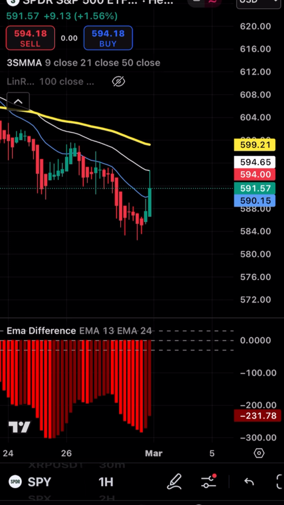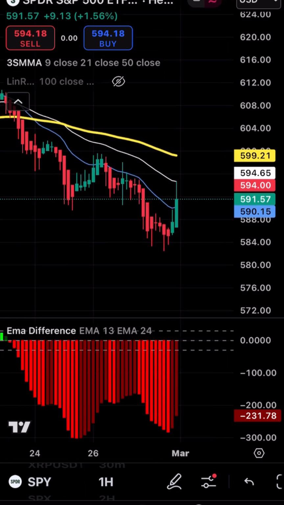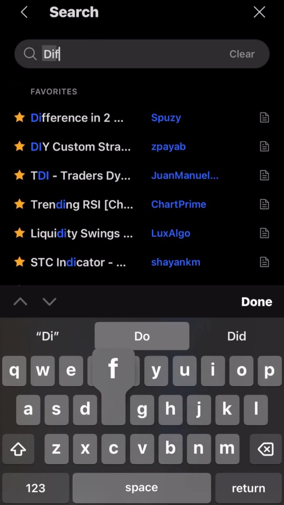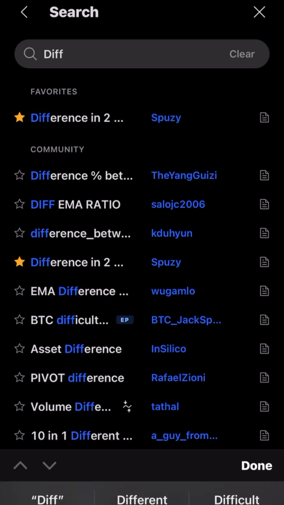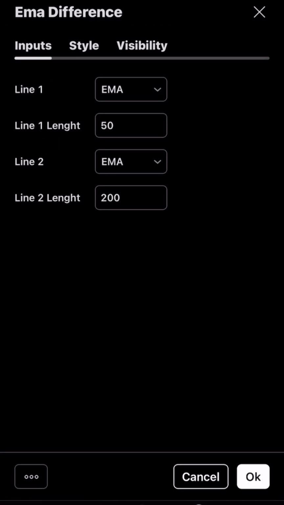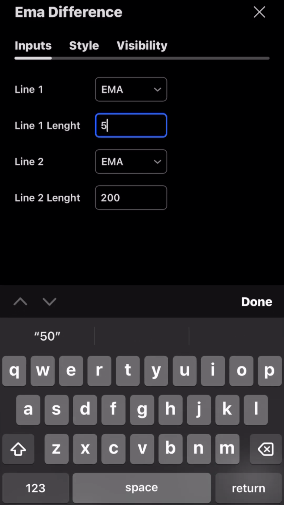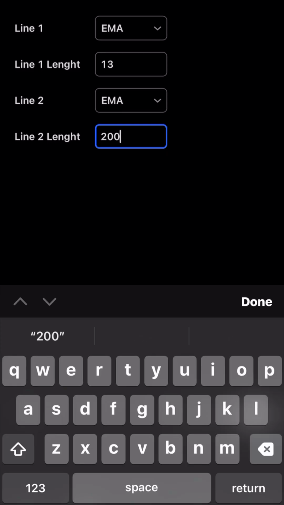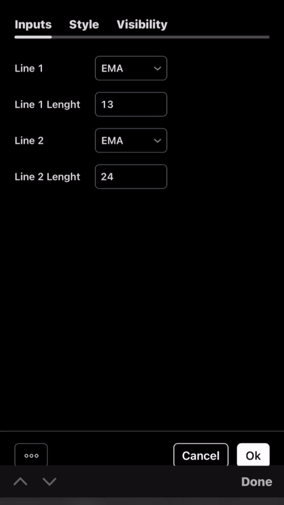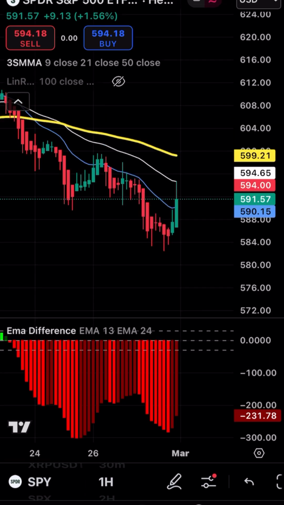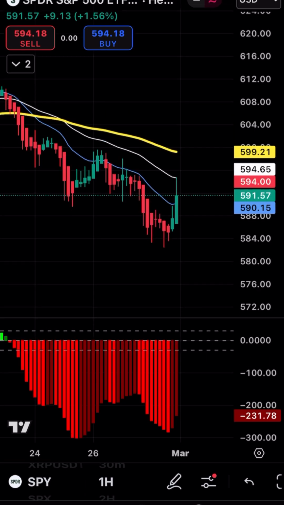So you have those moving averages, and then you want to set up your difference of 2 moving averages. You go to your settings, punch in difference of 2 moving averages, and change your settings to 13 and 24, and it'll look like this. Once you have all this set up, you're basically set up with this strategy.